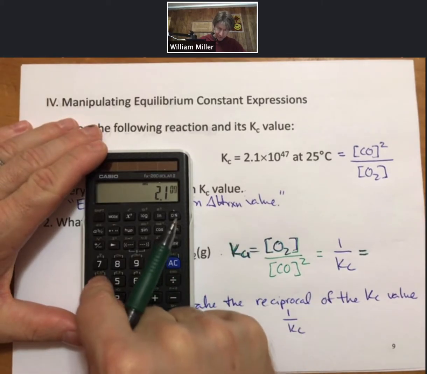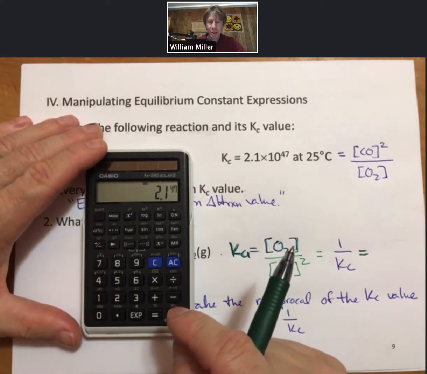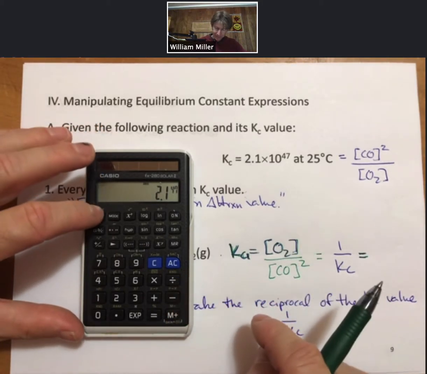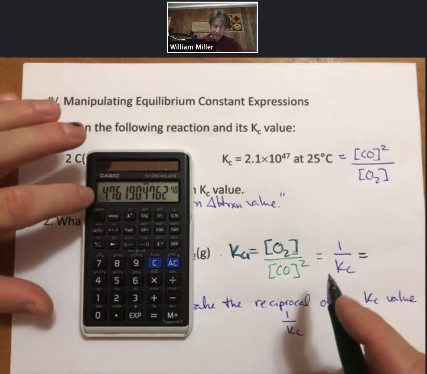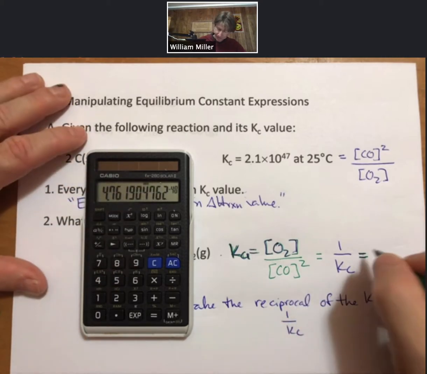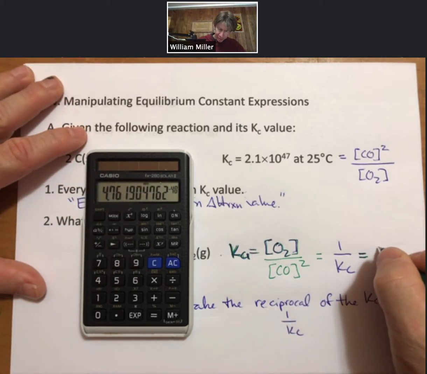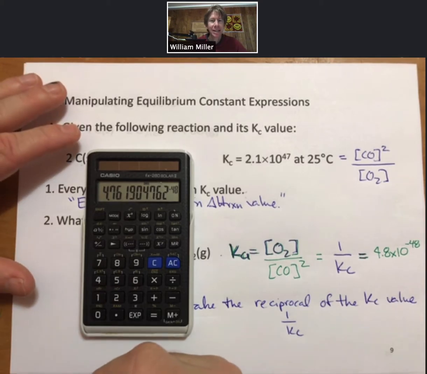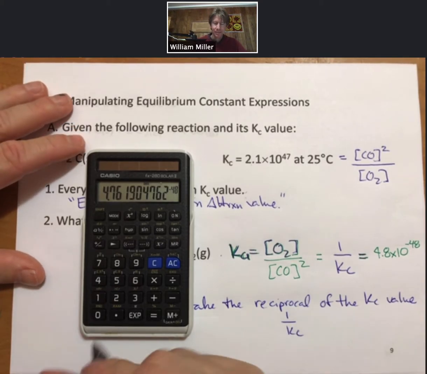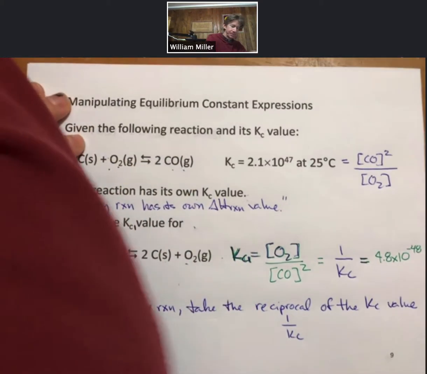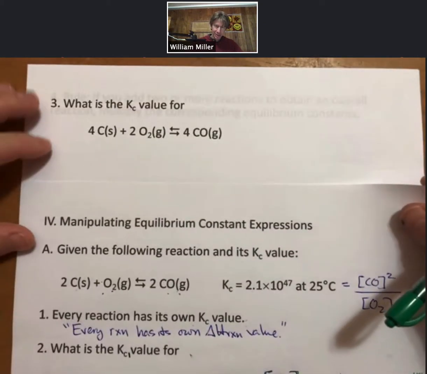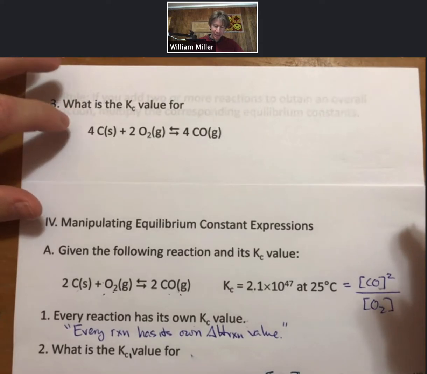2.1 exponent 47. It's a pretty large number, and equilibrium constants can be very large and correspondingly very small. So I took the reciprocal, I get 4.8 times 10 to the negative 48th power. Very good. That's better.